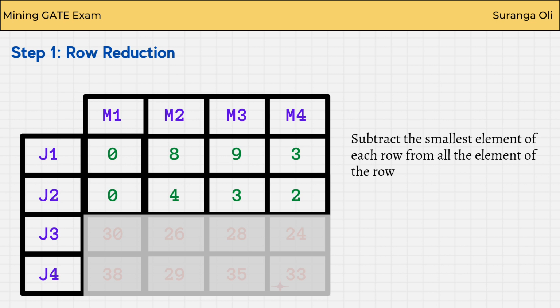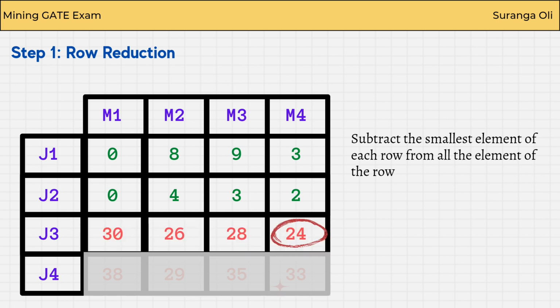On subtracting, we are getting values in row 2 as 0, 4, 3 and 2. Now let us take row number 3. Among the values of row 3, the value 24 is the lowest. So we have to subtract the other values by 24. On subtracting, we are getting values as 6, 2, 4 and 0.